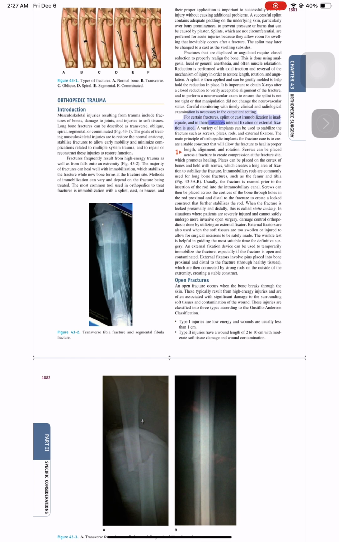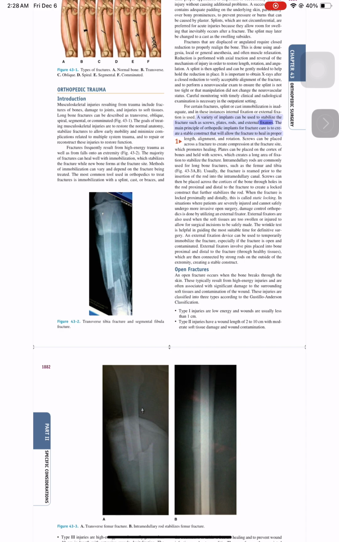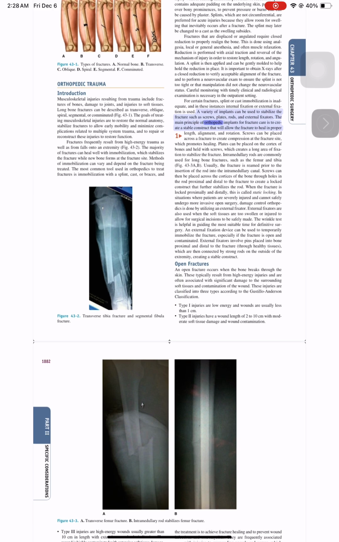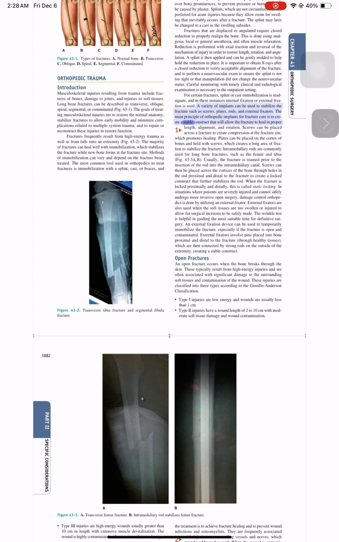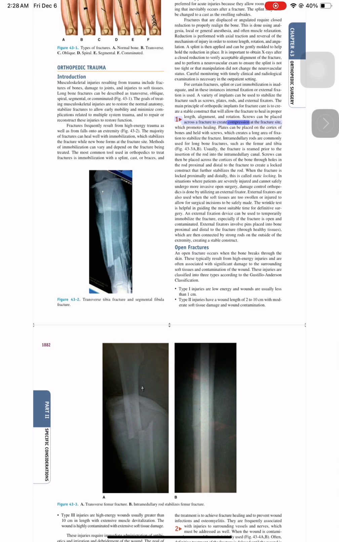And in these instances, internal fixation or external fixation is used. A variety of implants can be used to stabilize the fracture, such as screws, plates, rods, and external fixators. The main principle of orthopedic implants for fracture fixation is to create a stable construct that will allow the fracture to heal in proper length, alignment, and rotation. Screws can be placed across the fracture to create compression at the fracture site, which promotes healing.